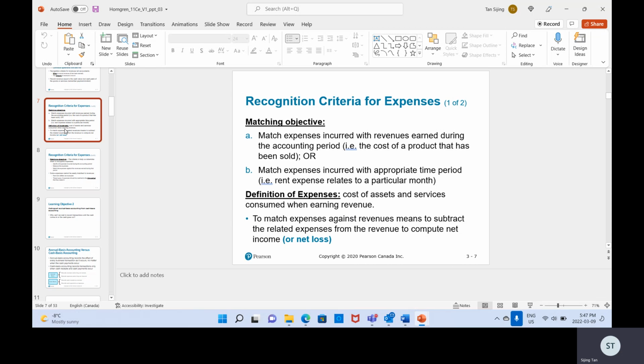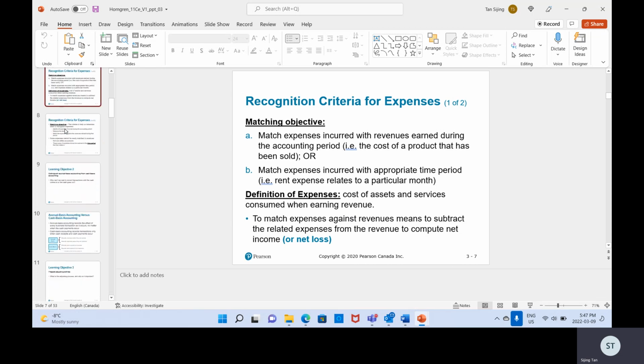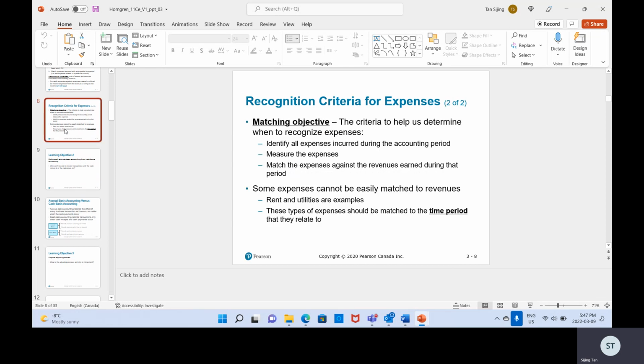Because of this concept, special journal entries, which we call adjusting entries, must be recorded to ensure that all revenues and expenses for the accounting period have been properly recorded. So let's move on to today's major topic in chapter 3, adjusting entries.